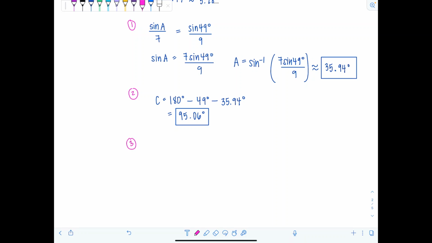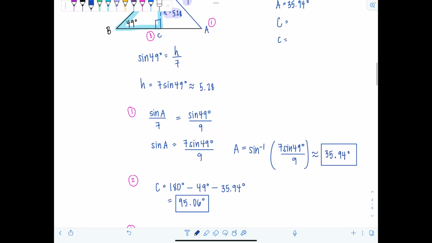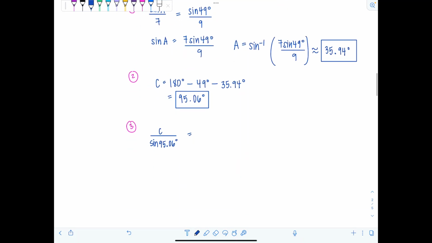Another tip is whatever you're trying to solve for, put it in the numerator when you do law of sines. It'll make it nicer. So we have C over sine of 95.06 degrees equals, and then go back, they gave me side B is 9, angle B is 49, so I have 9 over sine of 49 degrees. And then just multiply both sides by sine of 95.06, so 9 sine 95.06 over sine of 49 degrees, and let's see what that comes out to.